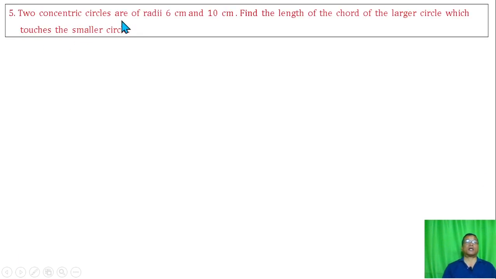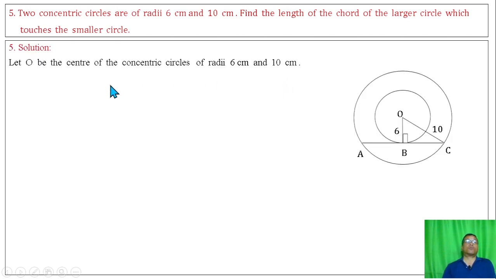Question 5. Two concentric circles are of radii 6 cm and 10 cm. Find the length of the chord of the larger circle which touches the smaller circle. Two circles with the same center are concentric circles, with radii 6 and 10 cm. The chord of the larger circle is a tangent to the inner circle.